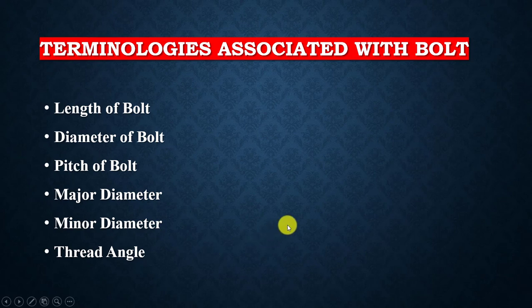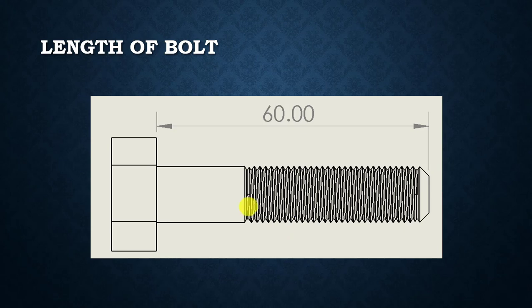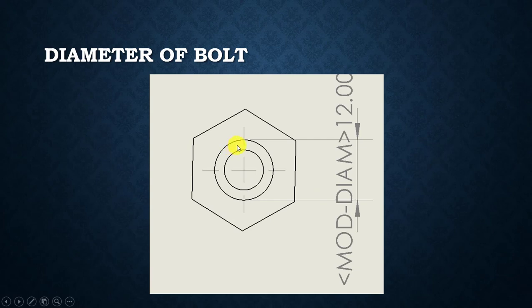First of all, we will discuss the length of the bolt. The length of bolt refers to the length from the face of the hexagonal head up to the end of the bolt. The next is diameter of bolt. Diameter of the bolt refers to the diameter of the cylinder, and we can see in the diagram the diameter is 12 millimeter. As we saw in our first slide, we will discuss the bolt of size M12 by 1.25 by 60, and that 12 was the diameter of the cylinder.